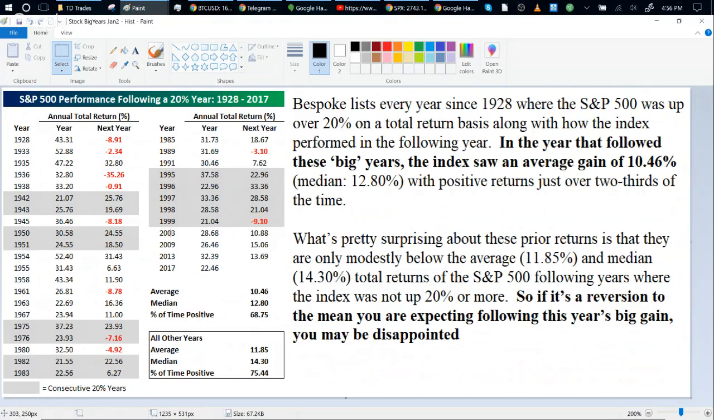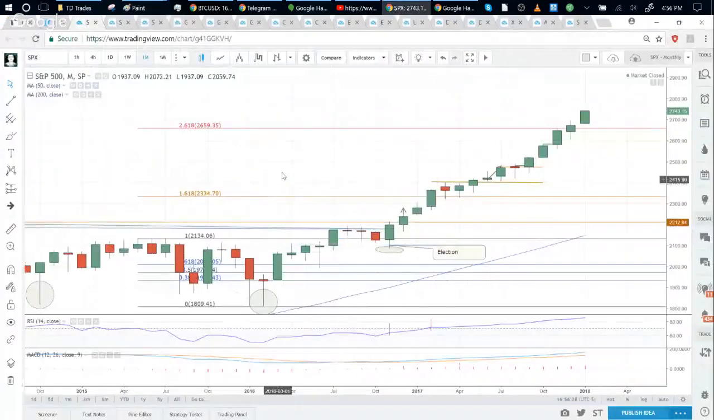The year following a 20% return has historically slightly underperformed the average. But the average has still been pretty positive. You can see it right here, let me make this blue. You can see it right here, right? So the year following, the average has been 10%. So that's pretty good. Again, something to keep in mind on the fundamental side.